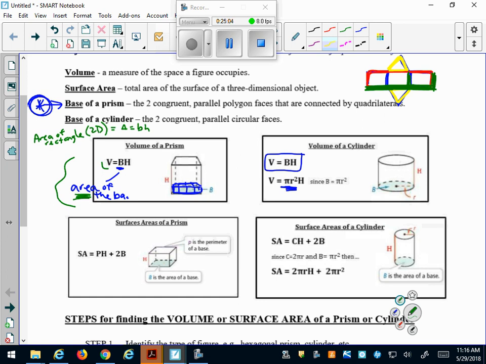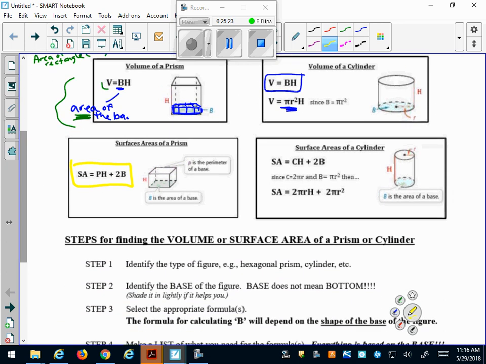So the area of this whole rectangle is the perimeter times the height. Base times height. So perimeter times height. So if you see this formula here, surface area of a prism is just pH plus 2 times the area of the base. Because there's two bases. So this piece gives you the area of the rectangle.